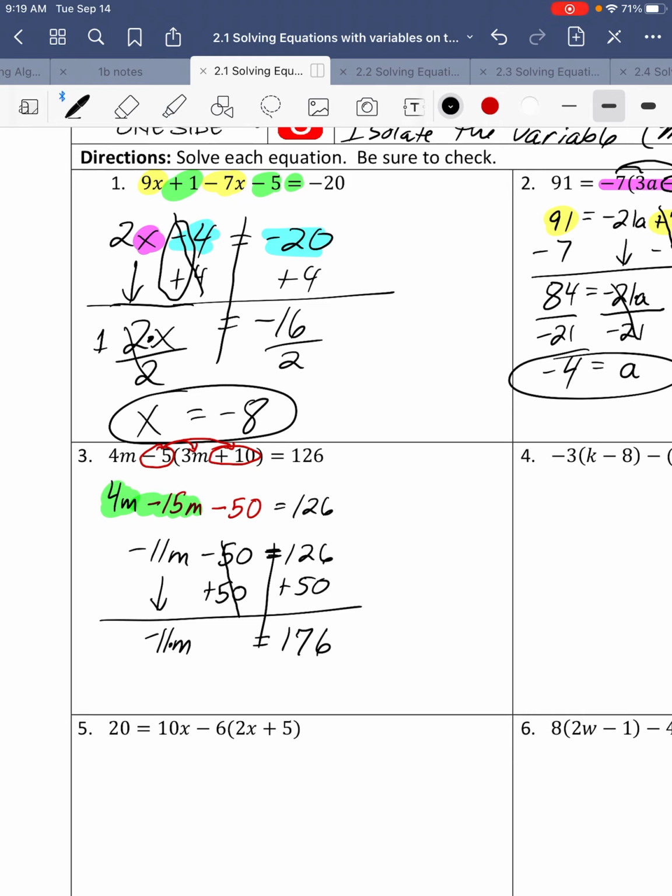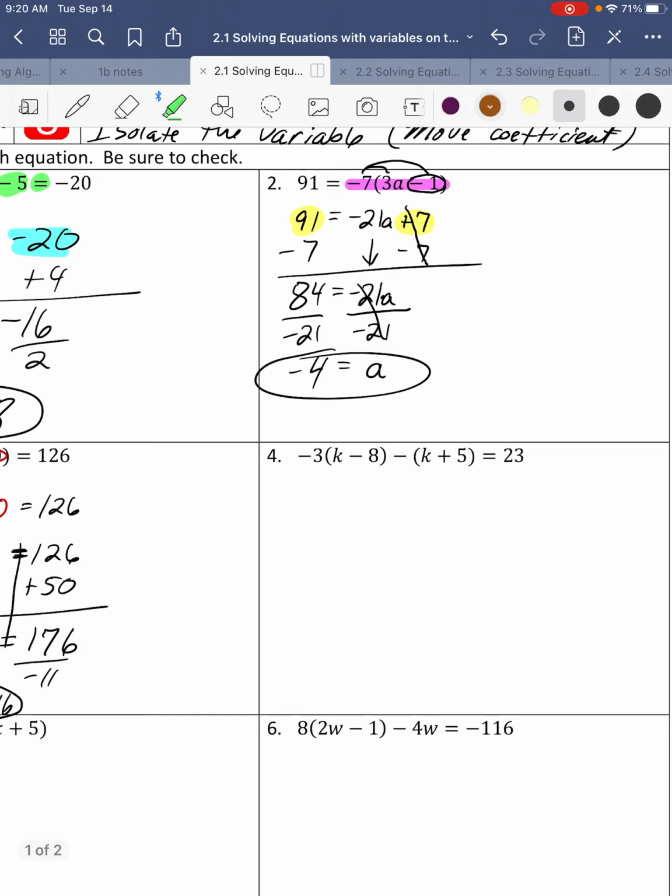And then that's multiplication. Opposite operation is division. Divide by -11. We've got to work this out. 176 divided by -11. 176 divided by 11, 16. So that'll be a -16.